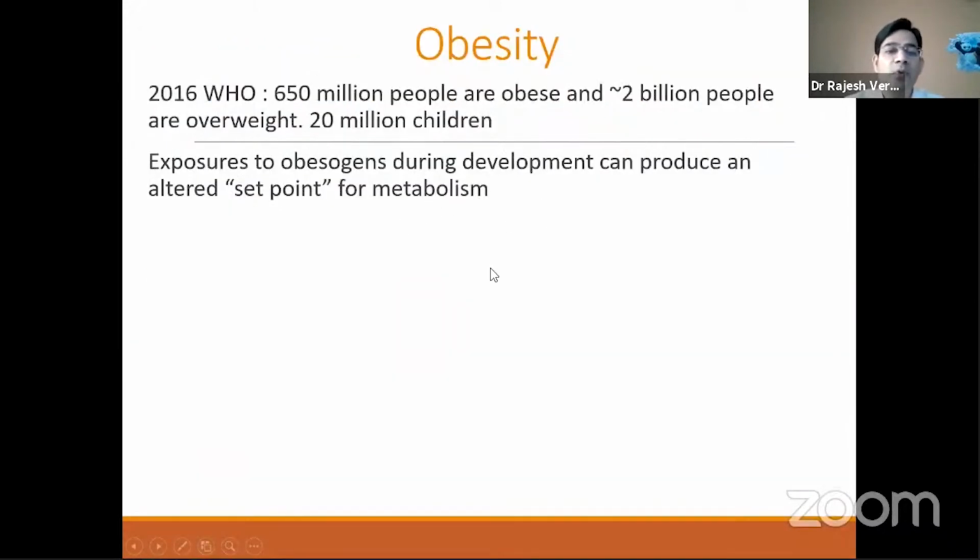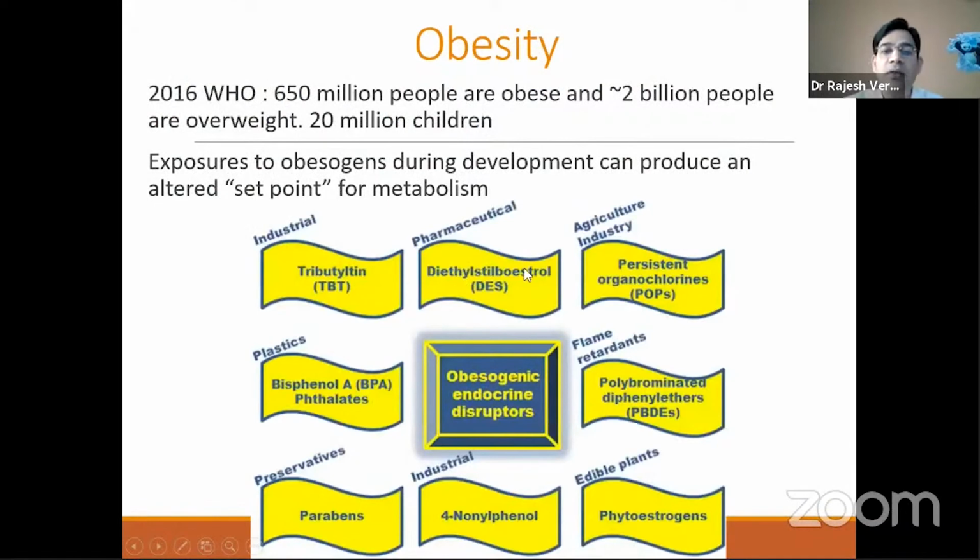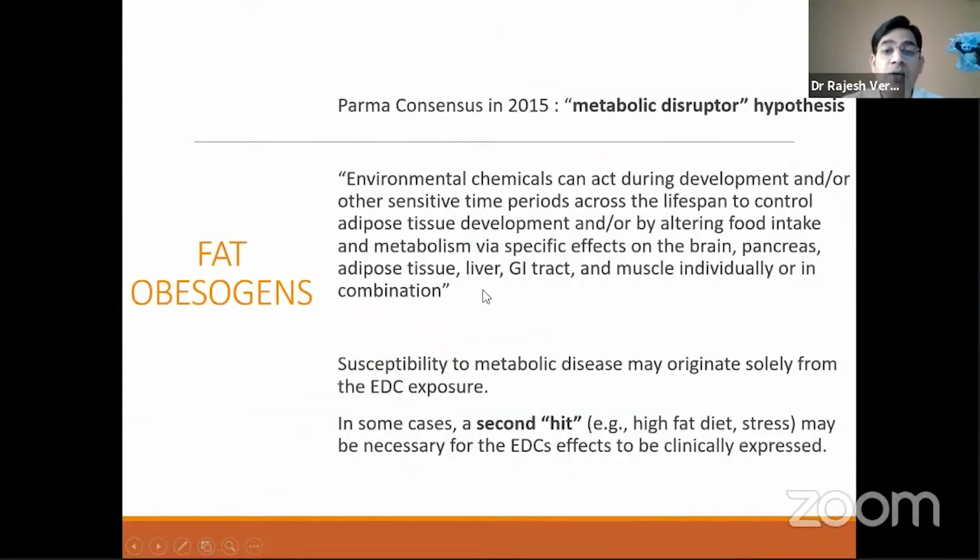A few words about obesity and obesogens. Exposure to obesogens during development can produce an altered set point. So where are these obesogens coming from? These are conventional endocrine disrupting chemicals like tributyltin, phthalates, parabens, phytoestrogens. In 2015, a consensus gave the metabolic disruptor hypothesis, and according to that, obesogens are there. These are environmental chemicals that can act during development or other sensitive periods of the lifespan to alter adipose tissue, food intake and metabolism via specific effects on brain, pancreas, adipose tissue, liver, GIT, and muscles, individually or in combination.